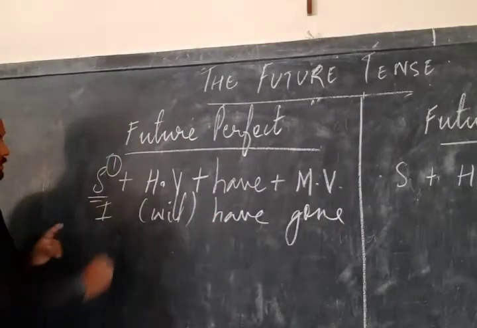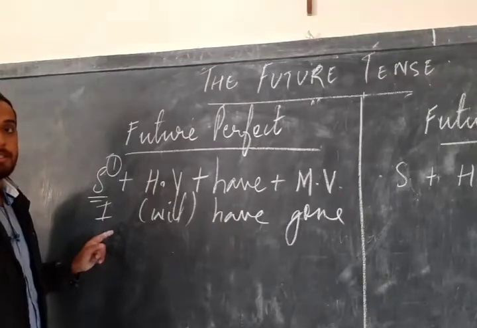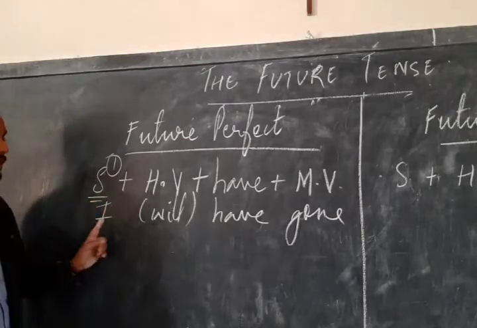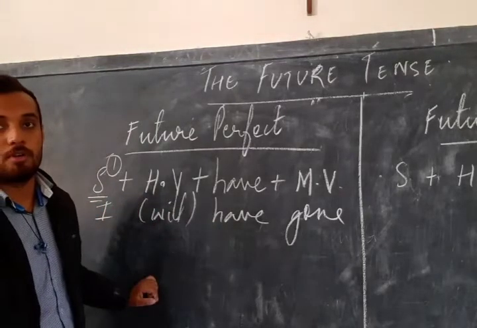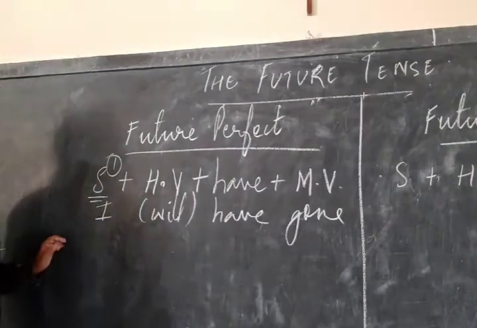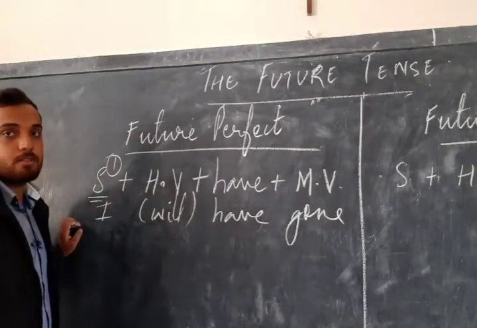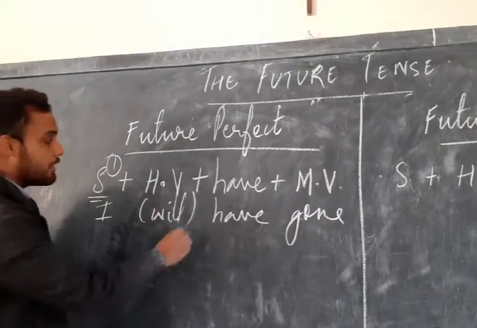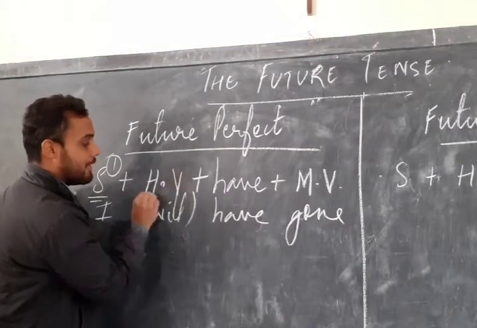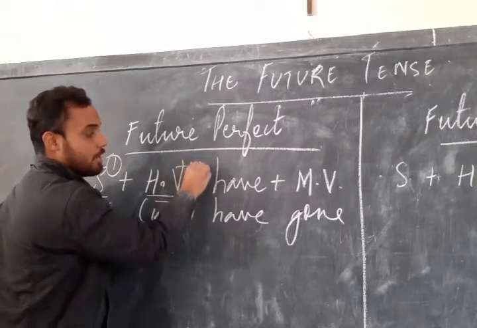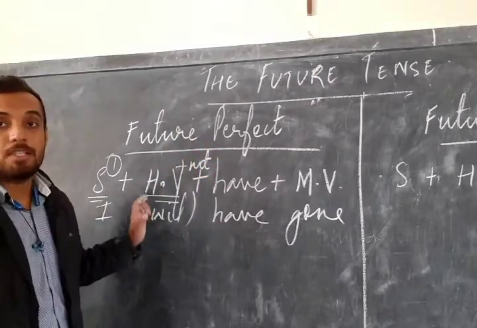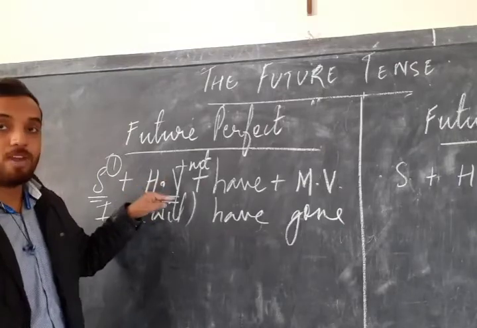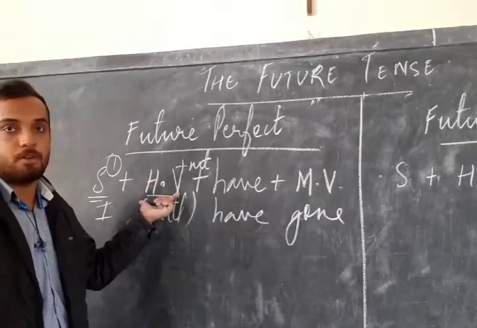Now you can see that a sentence is formed using this structure. I will have gone. Okay? And this is the structure for declarative sentences. If you want to change this structure into a negative sentence, you just have to add not with the helping verb. You add not to it, it becomes a negative sentence. Where do we have to add not? With the helping verb.